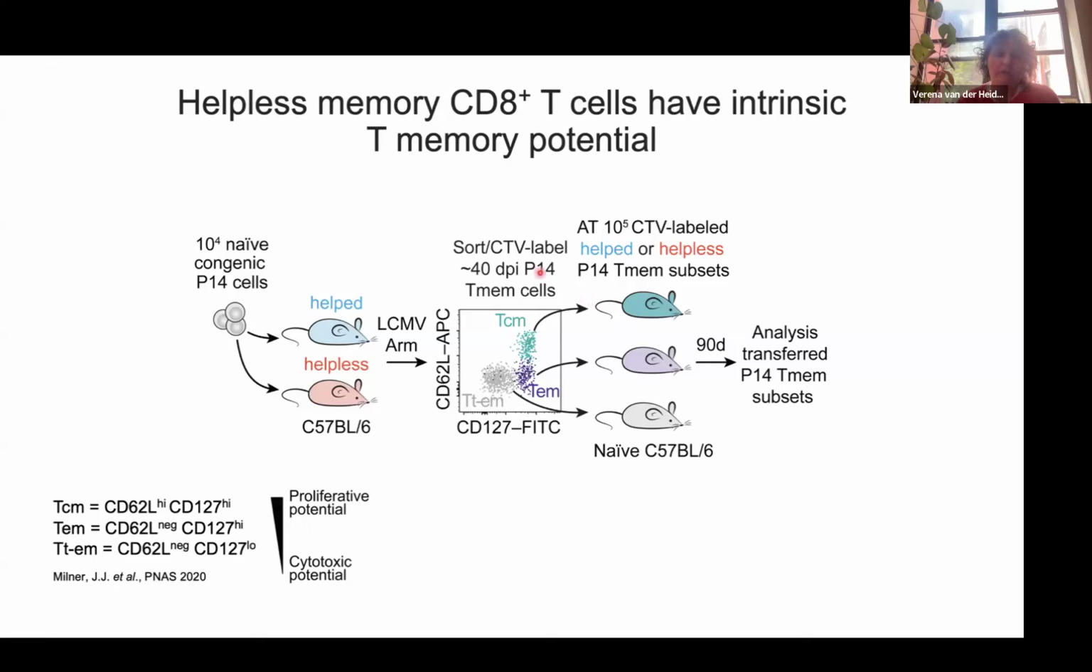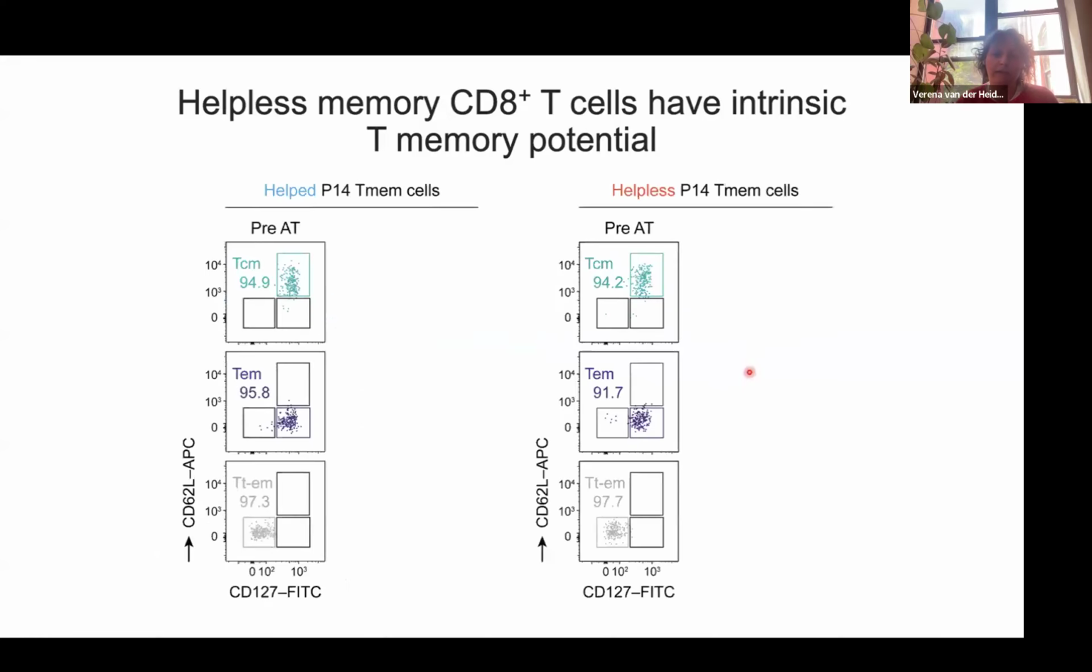And then we label these subsets with CTV, which is basically to track these cells over time and see how they dilute also, and then transfer them into naive recipients. So like helped or helpless memory T cell subsets go into these naive recipient mice. And then we analyze the transferred subsets 90 days later.